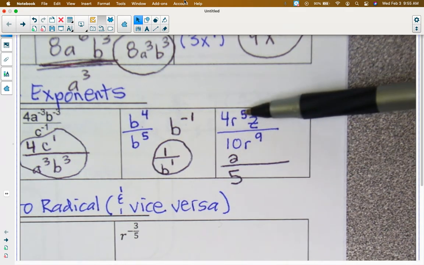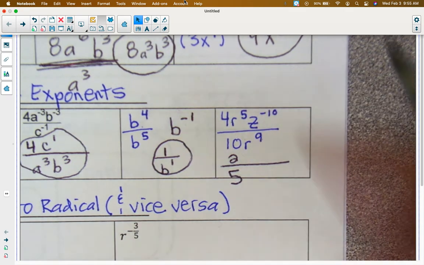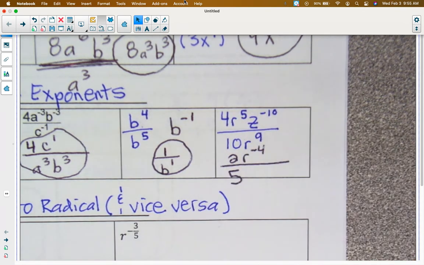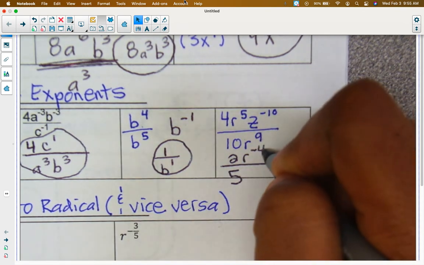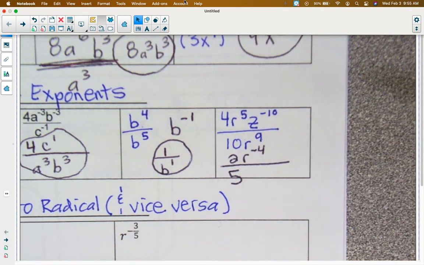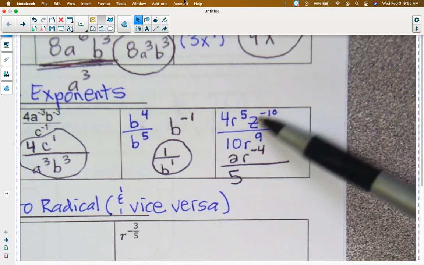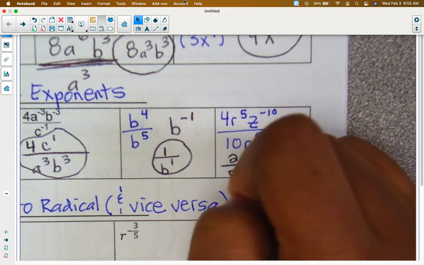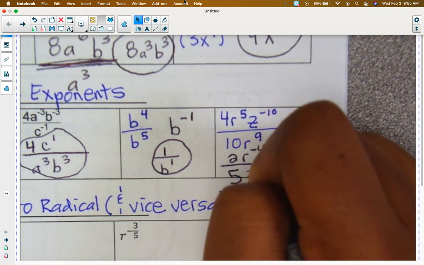Now we're going to subtract. So this is 5 minus 9. Go ahead and put that in the top. We know we're not finished. I'm just putting it in the top for the time being because I did 5 minus 9. Now I got a z. The z needs to move to the bottom. So it's in the numerator, I'm going to move it to the denominator.